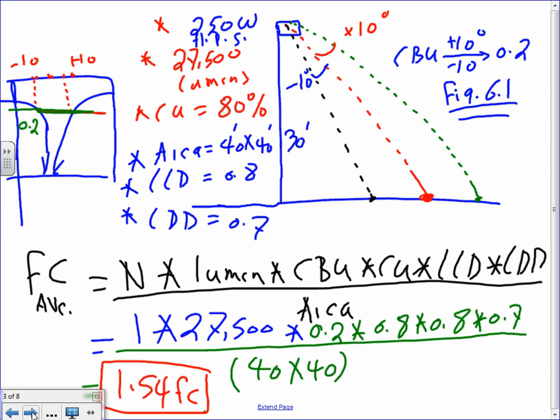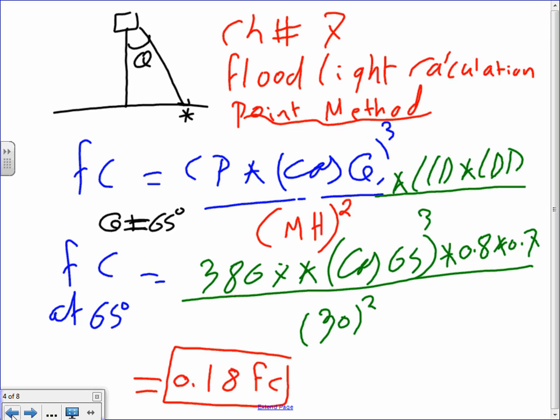Now the second method, my friend, is called point-to-point method. Point-to-point method is the same method that you and I have done before in chapter 4 and chapter 3. So you find the angle. You have to have the isometric curve for that particular fixture, otherwise, good luck finding it. So for example, a 65 certain basic floodlight calculation.